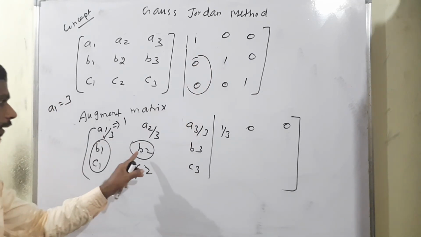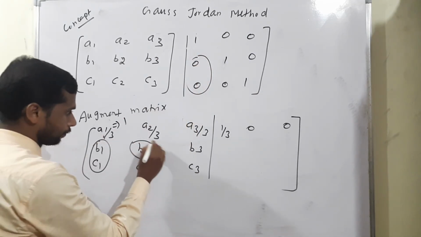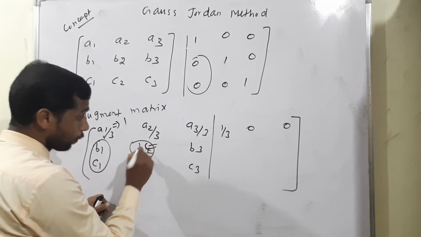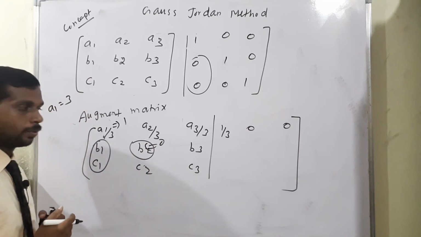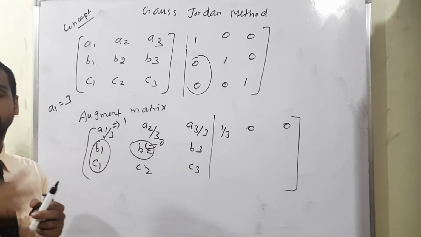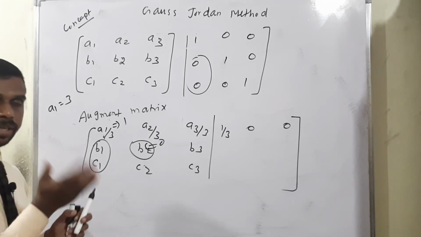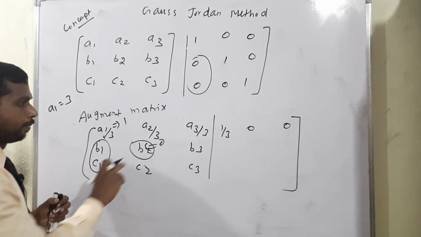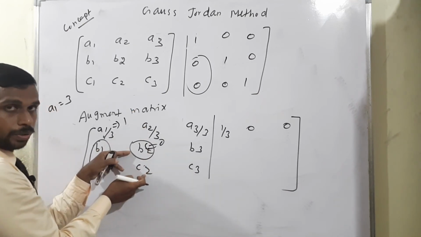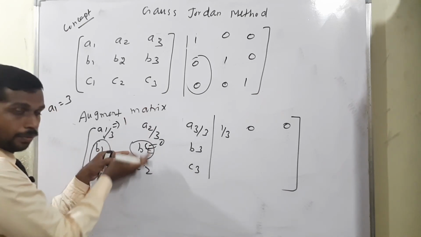Now for the second condition, B2. Suppose B2 is equal to 0. What we have to do is just interchange, because we already know the elementary row transformation. I have given 3 important conditions: interchange any row or column. So B2 equal to 0 means we have to interchange row 2 and row 3, or row 1 and row 3.